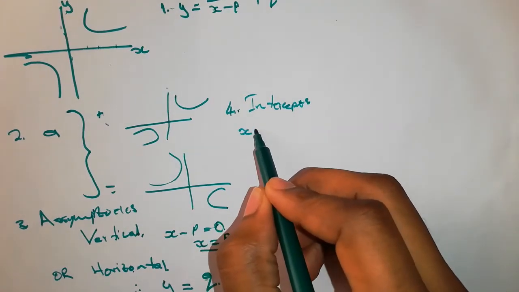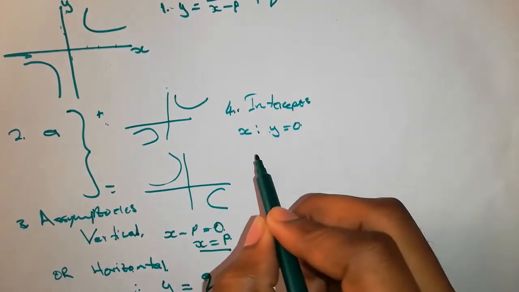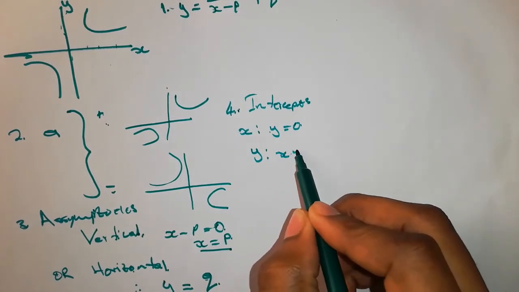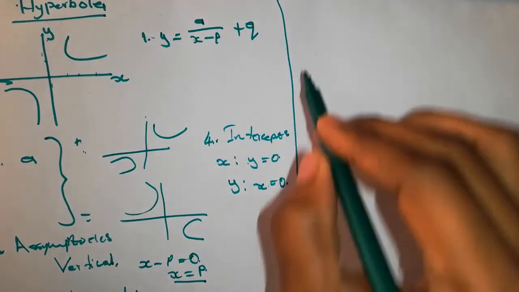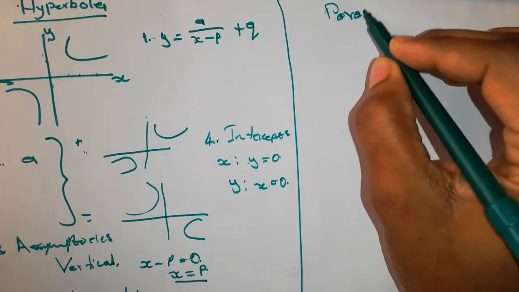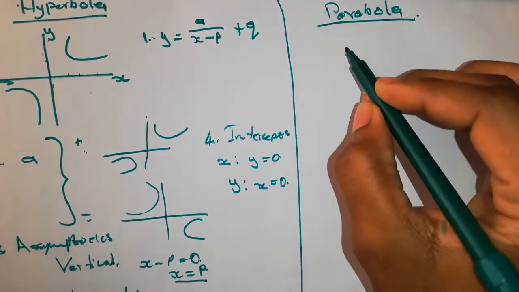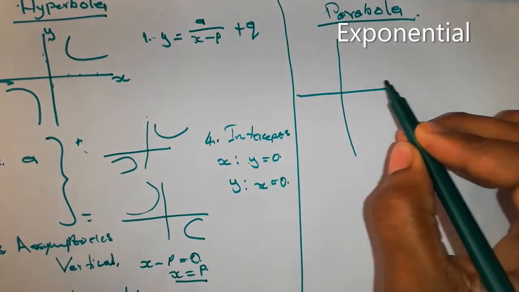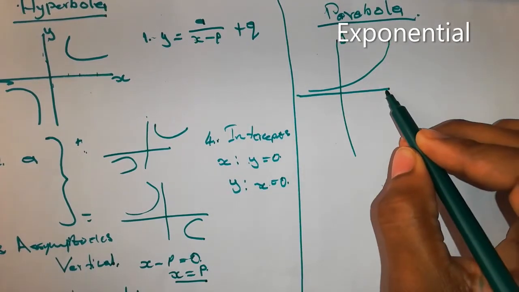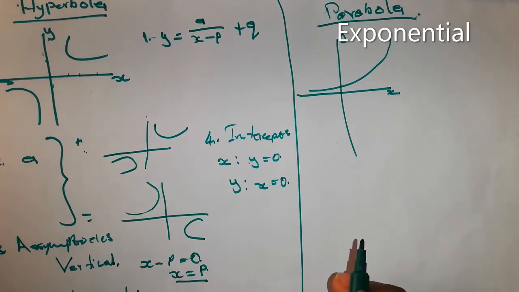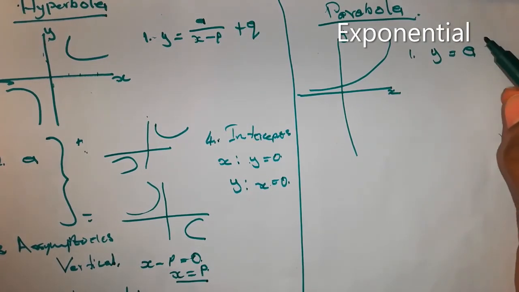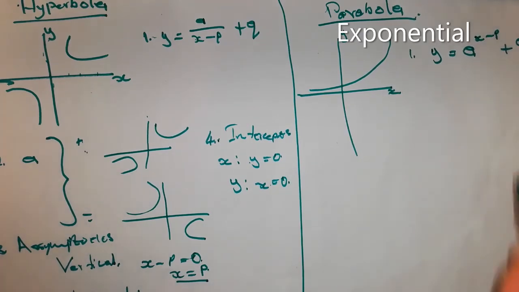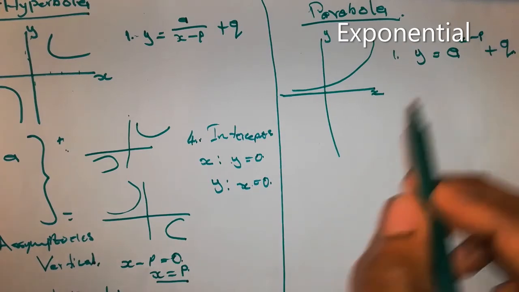So moving on to number 4, again, we are looking at the intercept. The x-intercept can be found by making y equal to 0, and for the y-intercept make x equal to 0. Moving on to exponential functions, which look something like this, with the function y is equal to a to the exponent of x minus p, plus q.